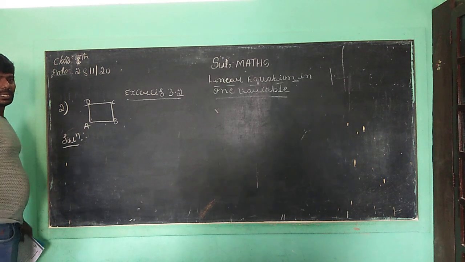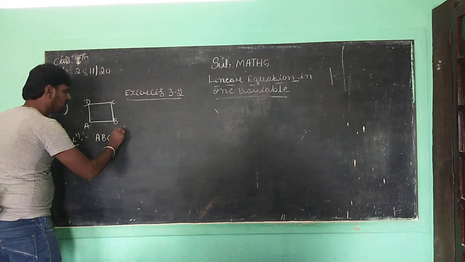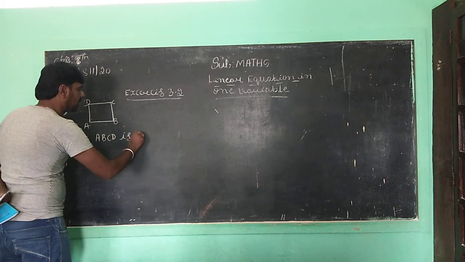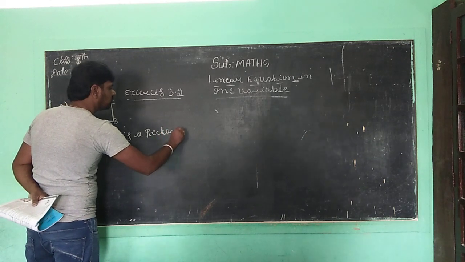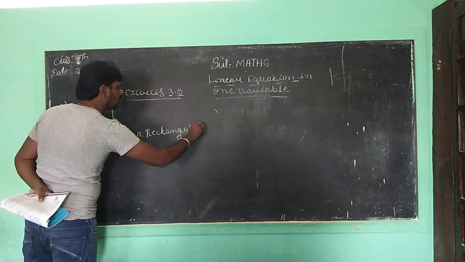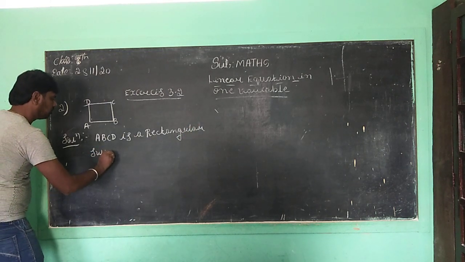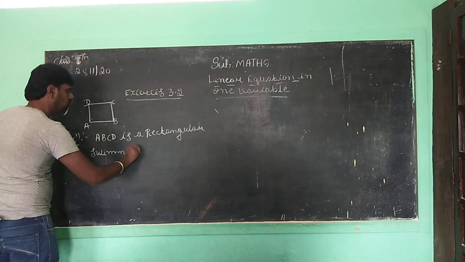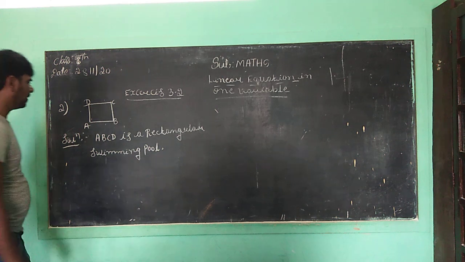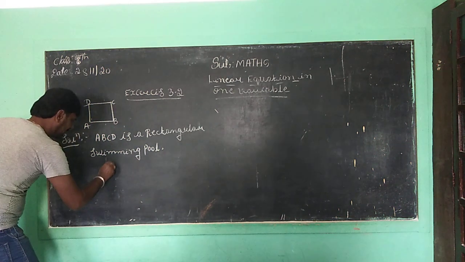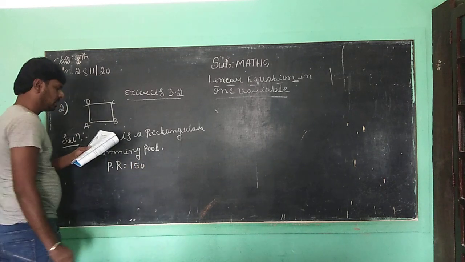ABCD is a rectangular swimming pool. Correct children? This is a rectangular swimming pool. The given perimeter of a rectangle. Perimeter of a rectangle is equal to 150 meter.